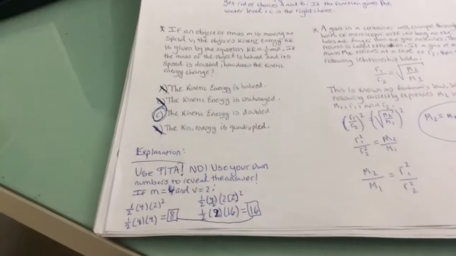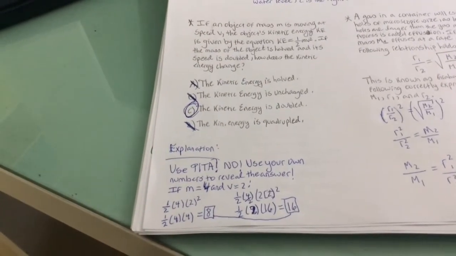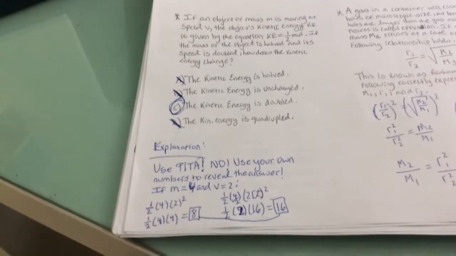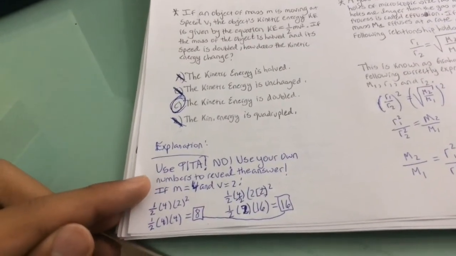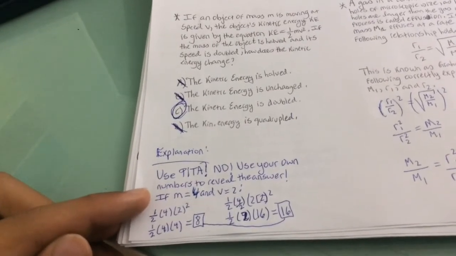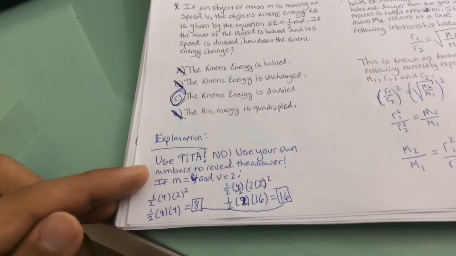Okay, so you must use what we call PITA, though the students of the Princeton Review, yeah, I am from the Princeton Review, okay? We call this PITA, and you need to use PITA to solve this. PITA means plugging in the answers, okay? Use your own numbers to reveal the answer.